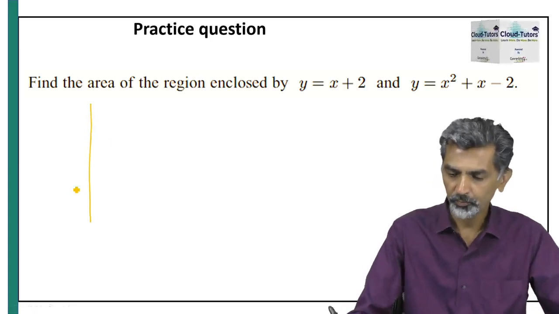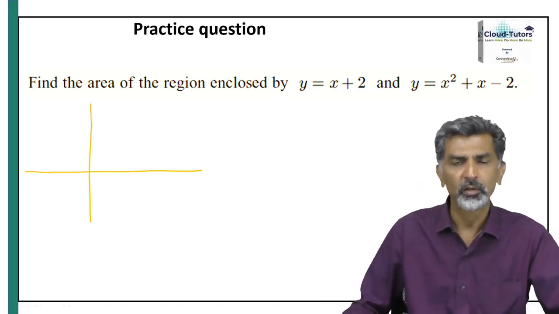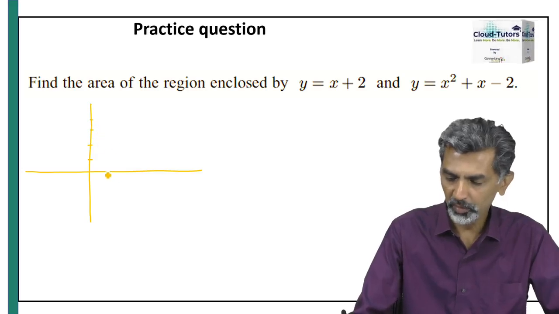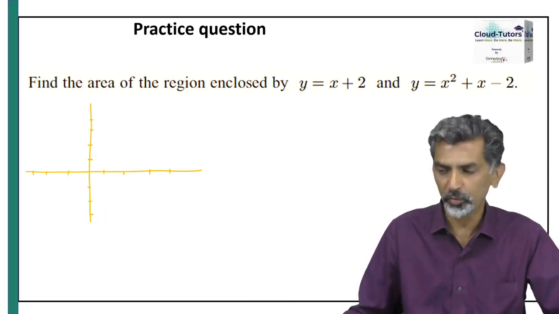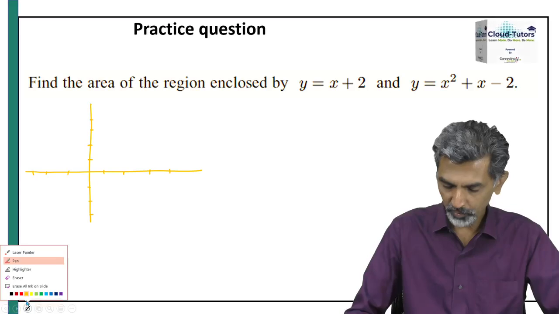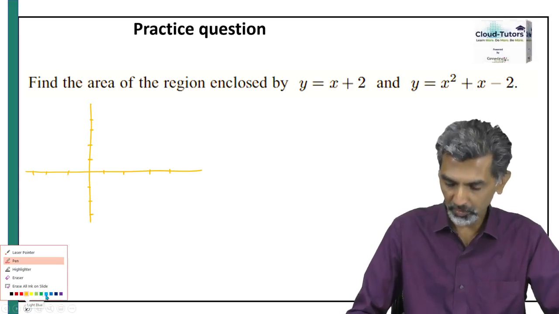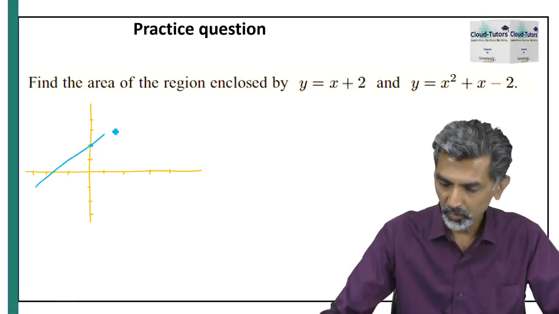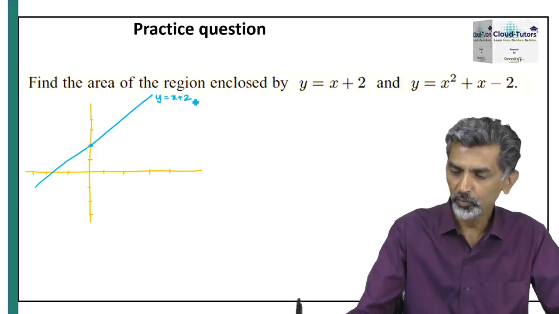So let me draw, and you don't have to be very precise about it. You need to get a good idea and no more. It doesn't have to be a very precise drawing. So let's say these are our axes. Now y equals x plus 2 is very easy to draw. That's a straight line with a slope of 1, and the y-intercept is 2. So it is a line like that. So that is y equals x plus 2.